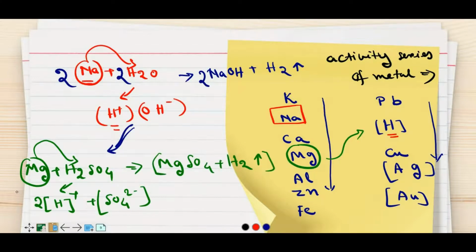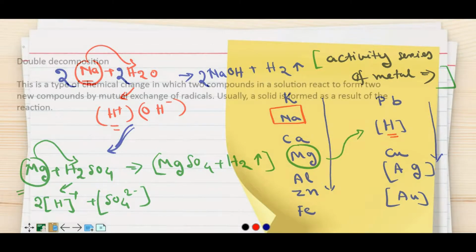So basically over here, one active element is able to replace another less active element, and such a process can be carried out if we know the activity series. Until we are able to memorize the activity series, it is very difficult to perform such reactions, but this is a very pattern-based reaction.